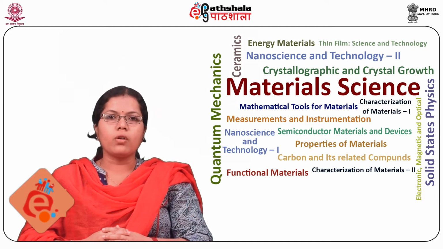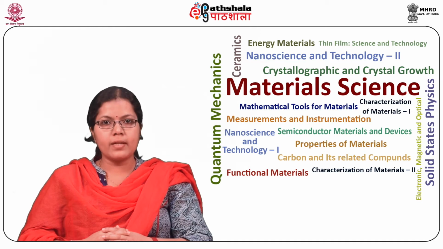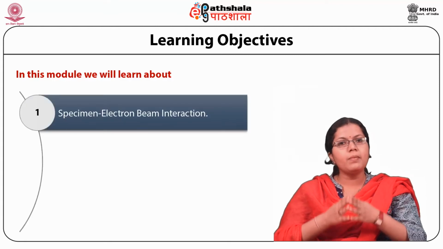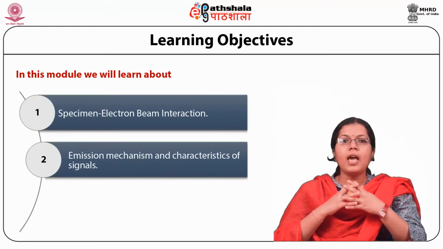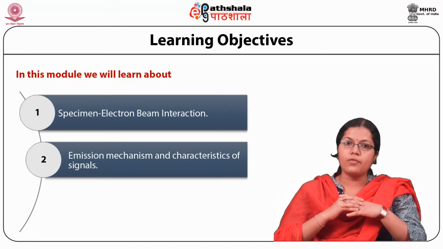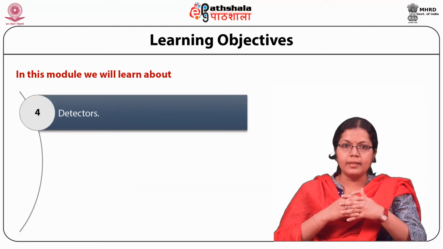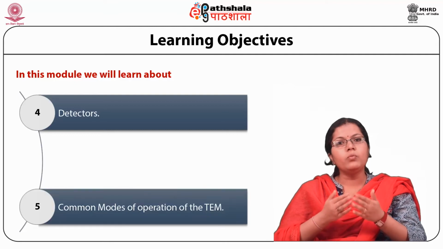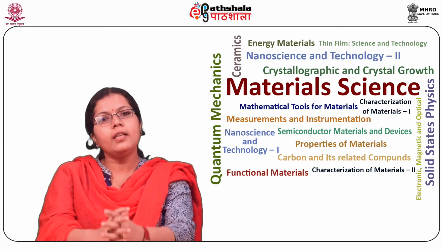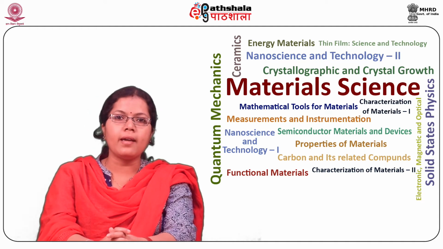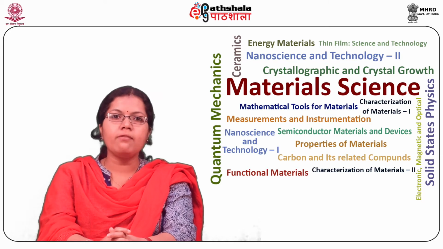Today we are going to talk about the module Electron Beam Interaction with Materials under the paper Measurements and Instrumentation. After completing this module, the students will be able to understand the specimen-electron beam interaction, the emission mechanism and characteristics of signal, additional signals in TEM, then the detectors, and towards the end, the common modes of operation of the TEM.